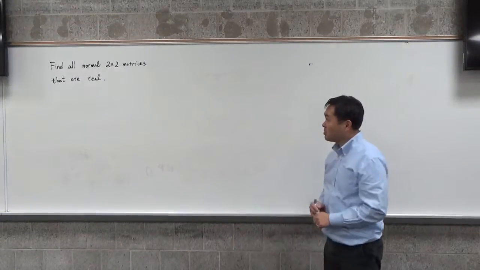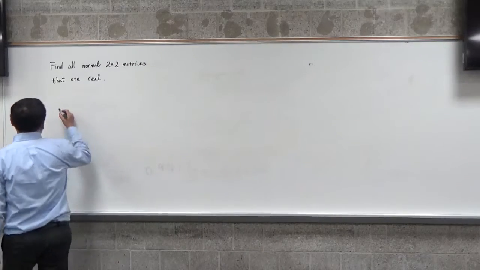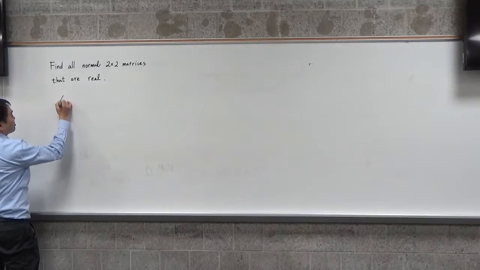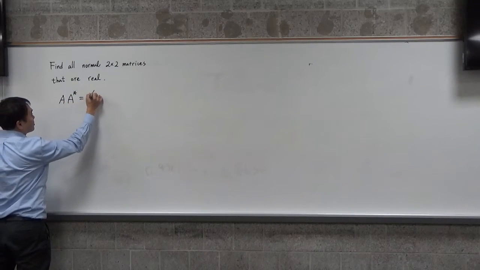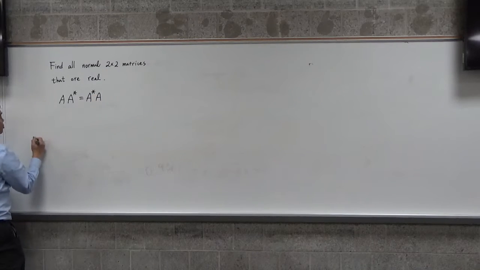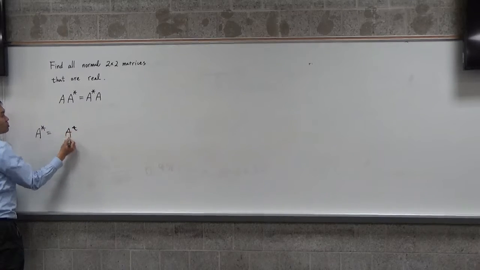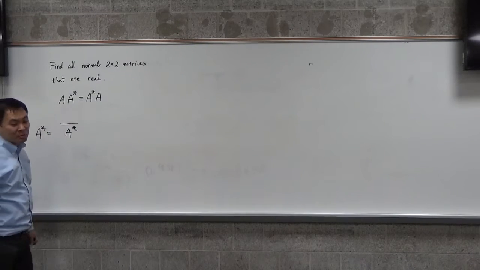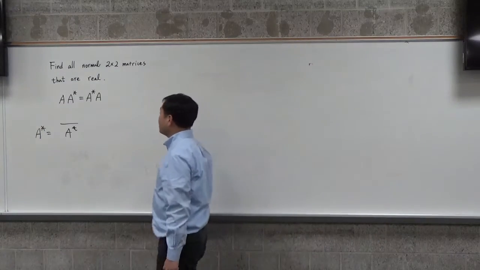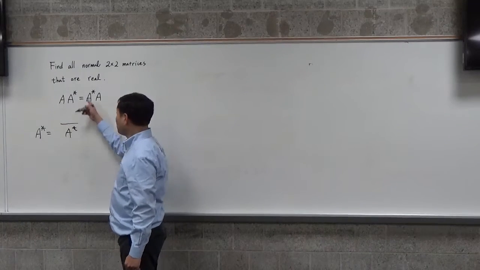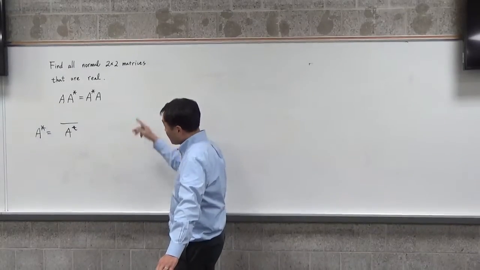Let's look at this question. Find all normal 2 by 2 matrices that are real. So I explained that a matrix is normal if it commutes with its adjoint, where this adjoint means you take the transpose, and then you take the complex conjugate. But in this context, the complex conjugate doesn't do anything because we're working with real numbers. I just want to see what 2 by 2 matrices happen to satisfy this.